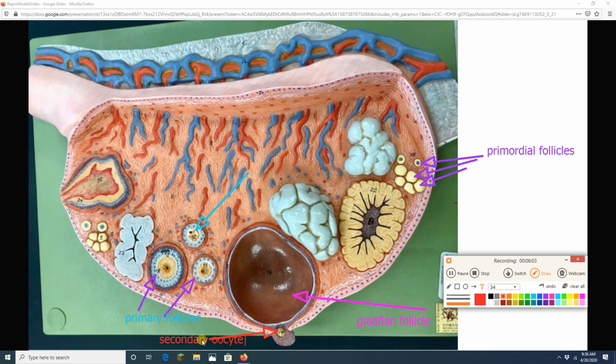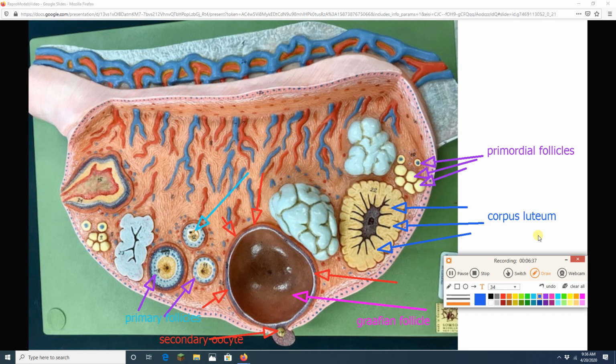Once that guy ruptures, the remaining bits of follicle, so I'm talking about this part of the follicle here, grows and changes and turns into this endocrine organ that we see right here. This endocrine organ is called a corpus luteum, which is going to make the progesterone that the body makes during the second half of the menstrual cycle when it assumes that pregnancy is about to happen.